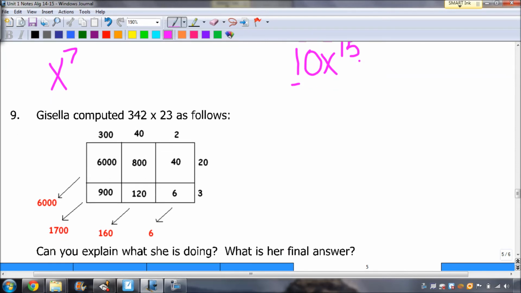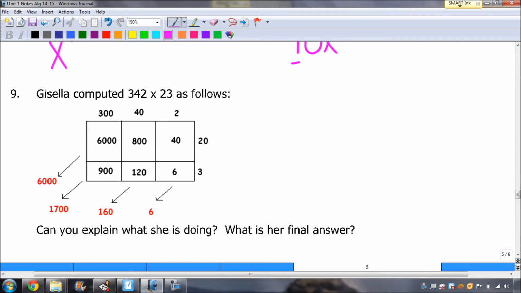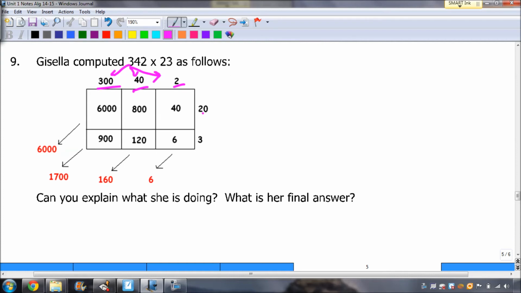Gisela computed 342 times 23 as follows. So she did 300 here, 40 here, and 2 here, because she just broke it up into the different pieces right here, okay? And then 20 and 3 were right here, because again, she broke it up into the different pieces. So can you explain what she's doing? So hopefully you understand that what she's doing is that she is just splitting it all up right here.